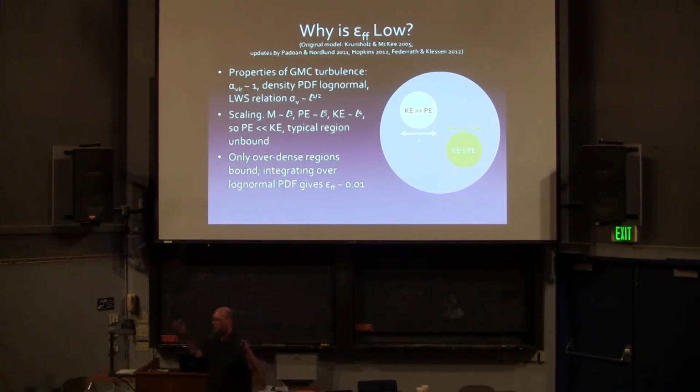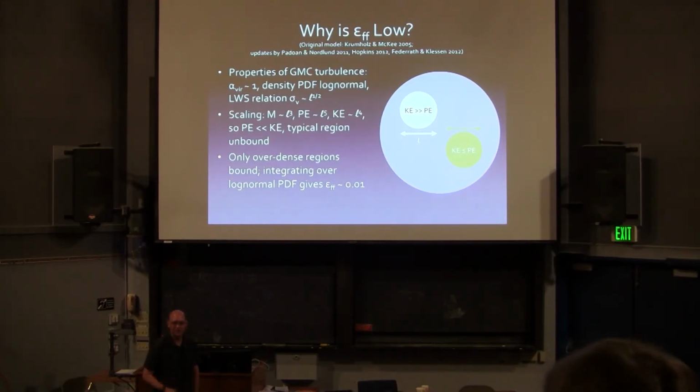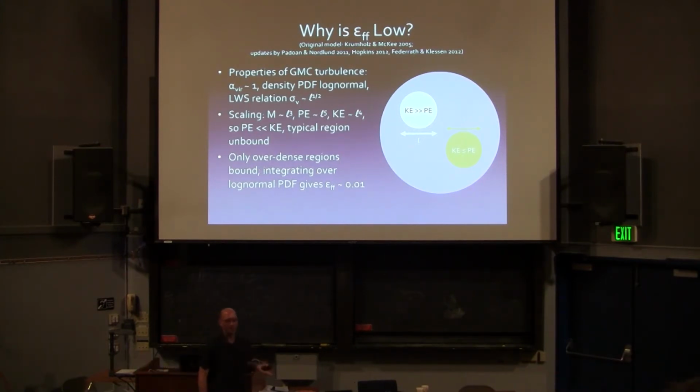So if potential and kinetic energy are equal at the large scale, as I go to smaller scales, the kinetic energy goes down more slowly than the potential energy. Potential energy is going down as the 5th power of length. Kinetic energy is going down as the 4th power. So the typical region inside this cloud is gravitationally unbound. The only way it will be gravitationally bound is if it's denser than the average.